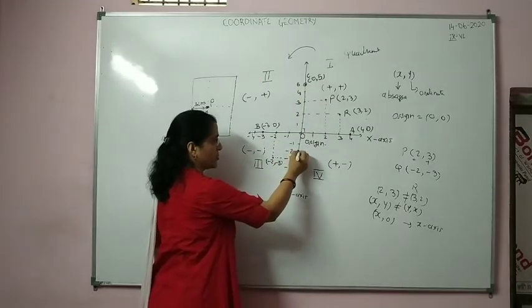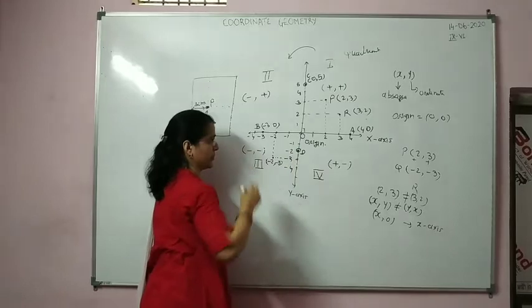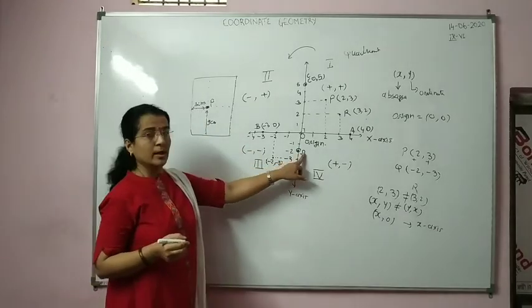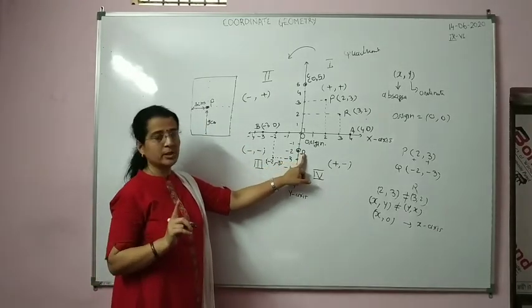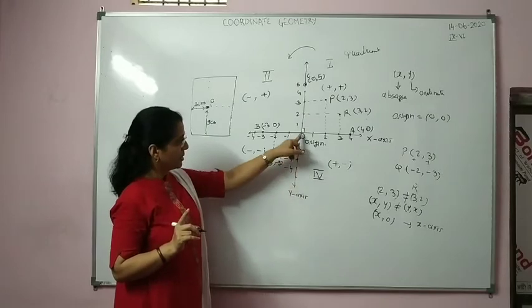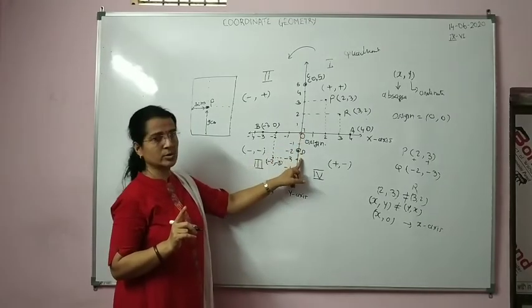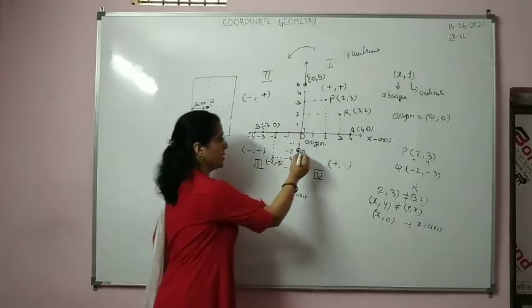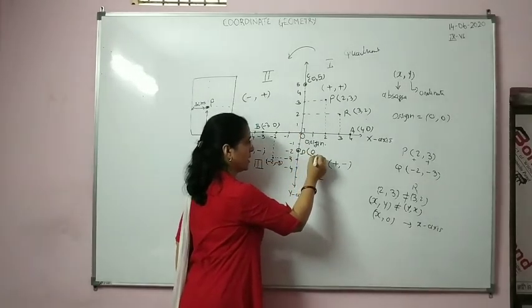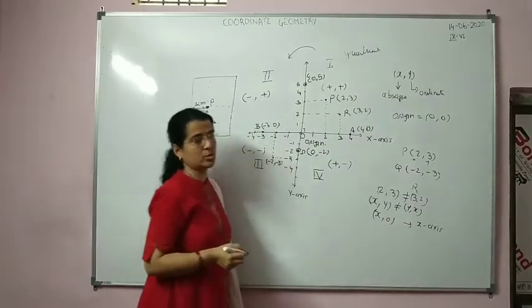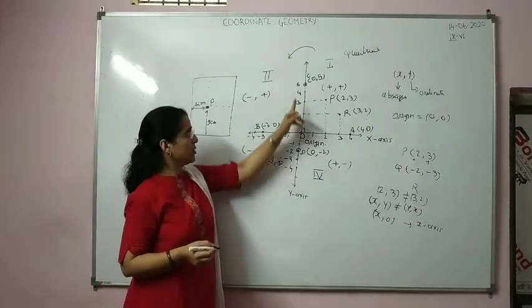Now, if the question is what is the position of this D point? So this is your D point. For the position of this D point, first you see the x coordinate. Here the x coordinate is 0. From this 0 point, we are going downside. So its x coordinate is 0 and y coordinate is -2.